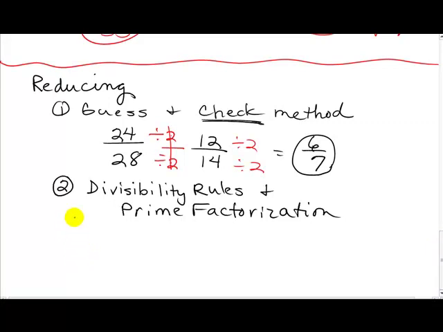Alright, with the divisibility rules and prime factorization, let's go ahead and look at the rules first. We'll need to do this just so that you'll have them and to be able to use them. It's very helpful here when you have to do prime factorization.